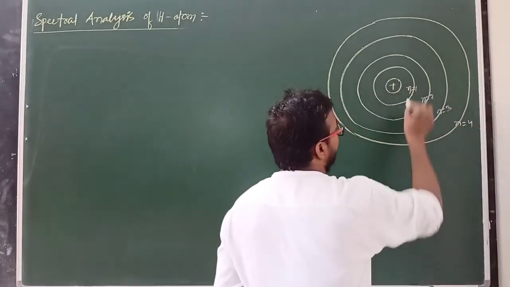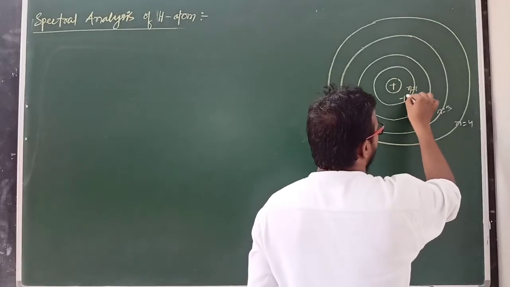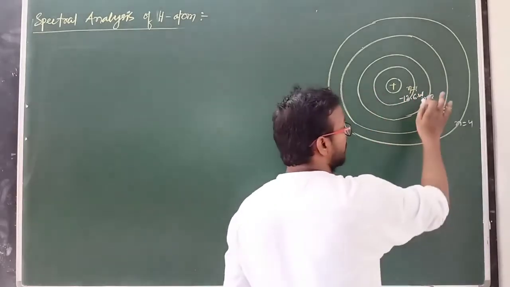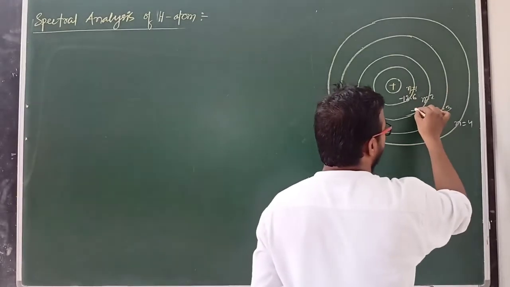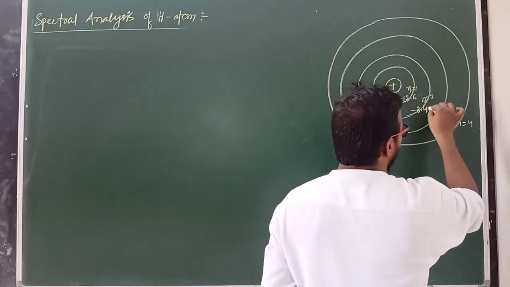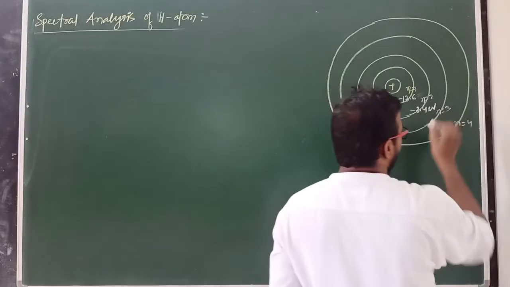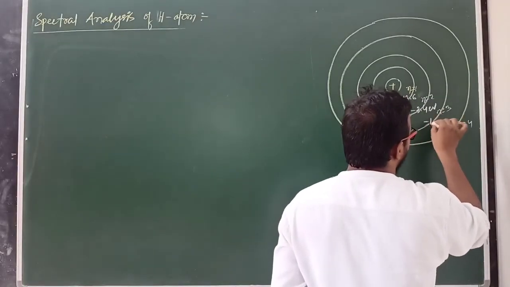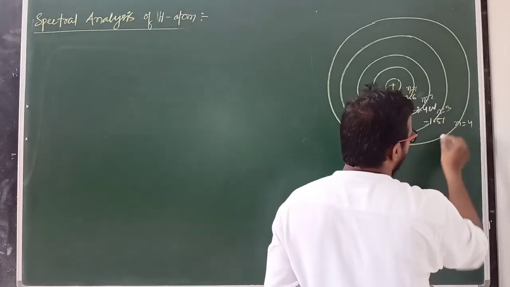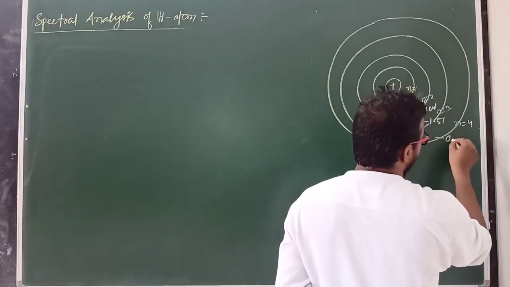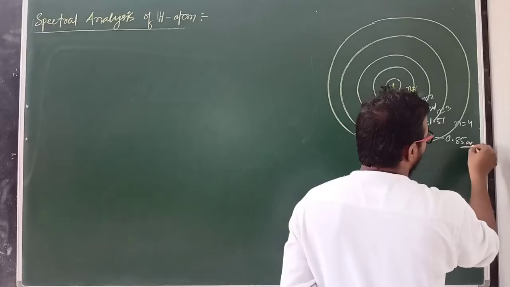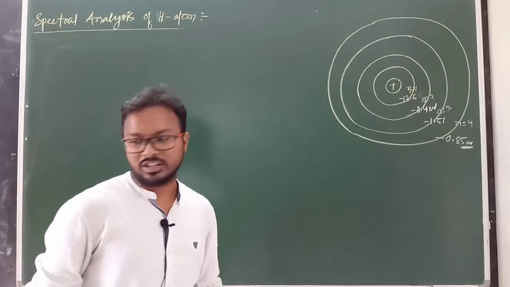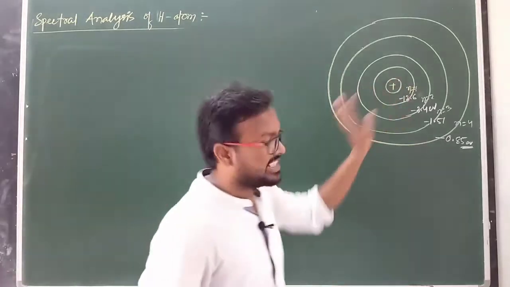We already know in the ground state the energy is minus 13.6 electron volt. Energy is always measured in electron volt. In the second orbit this energy is minus 3.4 electron volt, in the third Bohr orbit the energy is minus 1.51, and in the fourth Bohr orbit it is minus 0.85. All the energies are measured in terms of electron volt. Clear? We already discussed these.